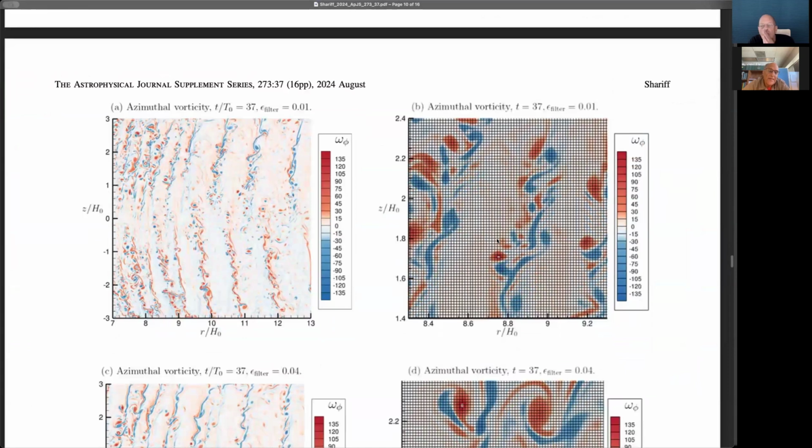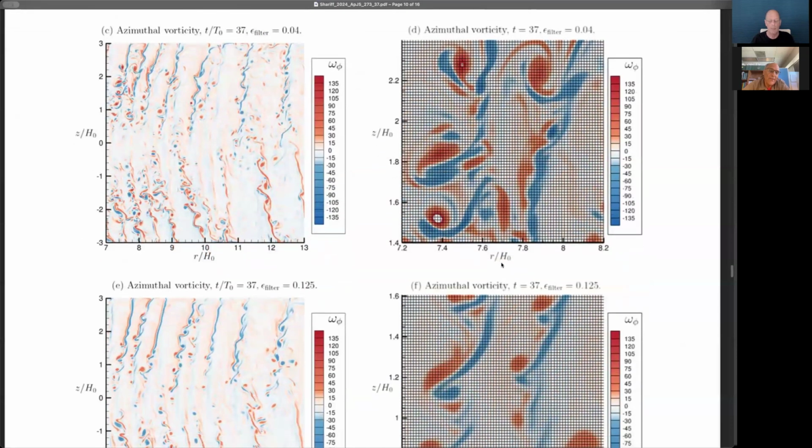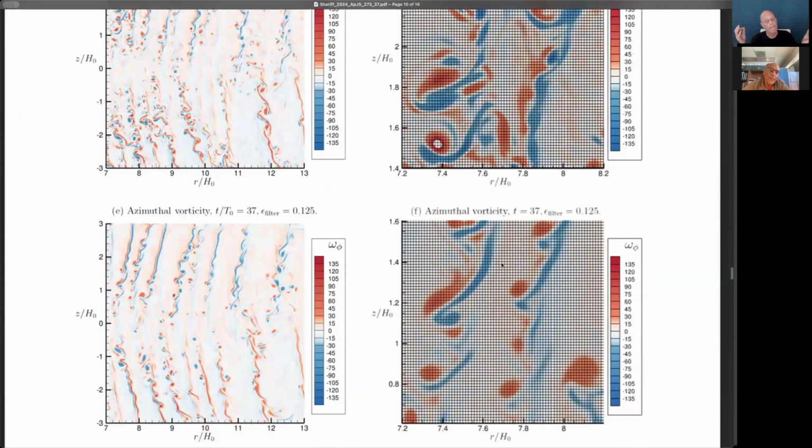Actually, in my 3D simulations I was a little overly conservative, and so I chose the bottom value, 0.125, a lot of filtering, so less structure. But then I also experimented in that paper, which hopefully should come out soon, where I reduced the filter and got more structure. We'll look forward to that one.